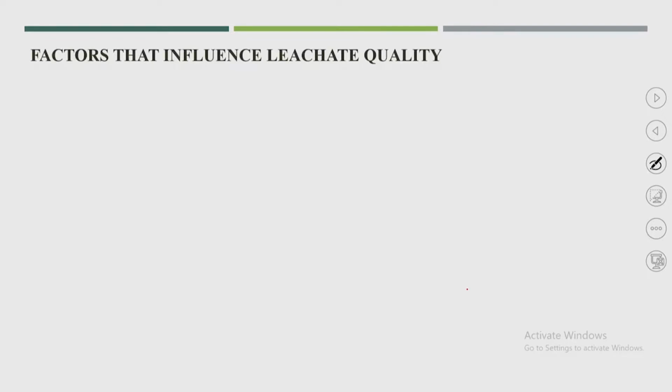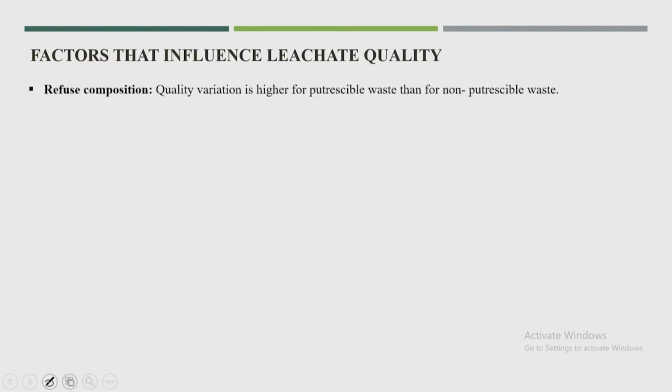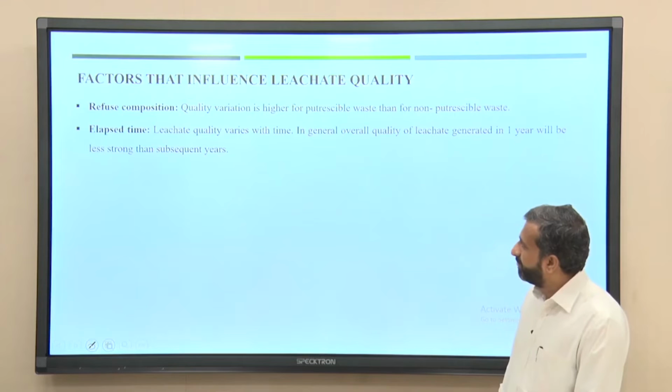So, factors that influence leachate quality. First is the refuse composition. Quality variation is higher for putrescible waste than for non-putrescible waste. Putrescible means biodegradable waste. So, obviously, for biodegradable waste the quality will be something else, and the variations will be more as compared to the non-biodegradable material.